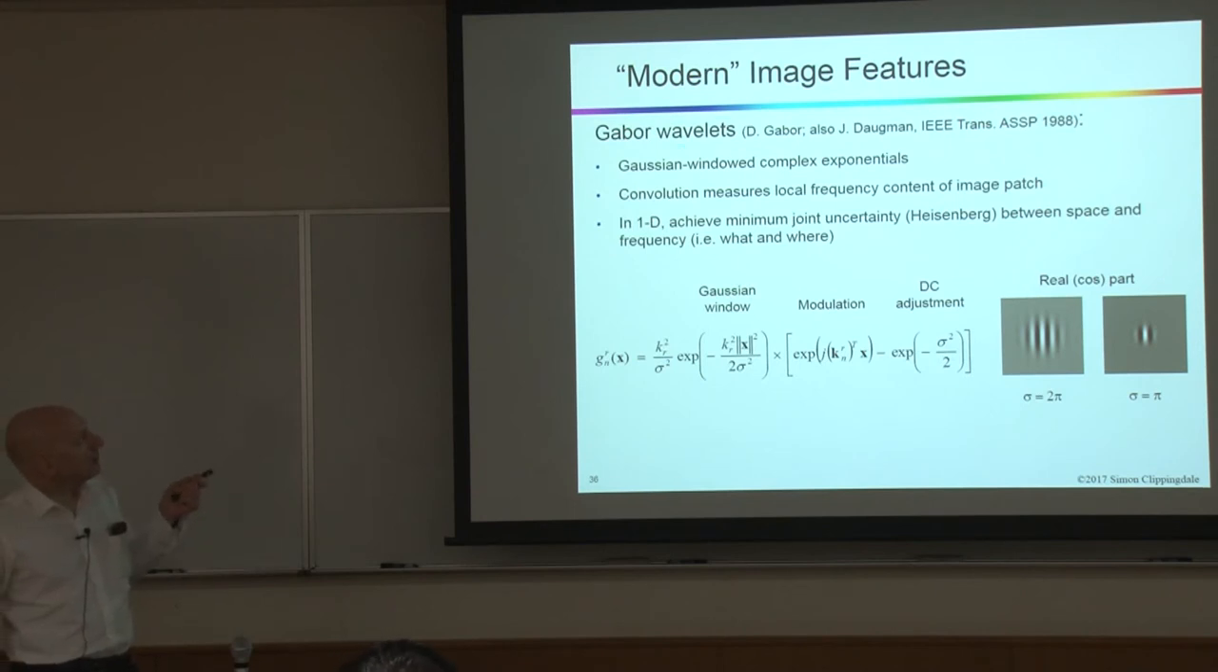The Gabor wavelet is another image feature that's still used quite frequently today in a lot of face recognition software as an early feature to be extracted from faces. Here's an example Gabor wavelet, and another one with slightly different variances. There's a Gaussian window which multiplies a complex exponential, so it's a cosine and a sine function oriented in some particular direction. If you convolve this filter with an image, you end up measuring how much of the energy is present at that frequency in each image patch.